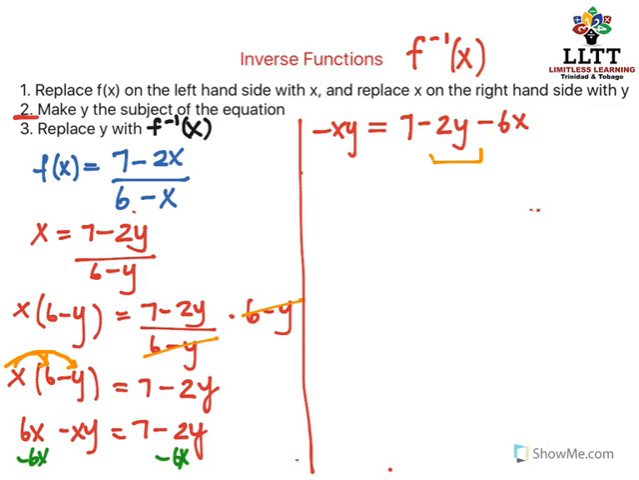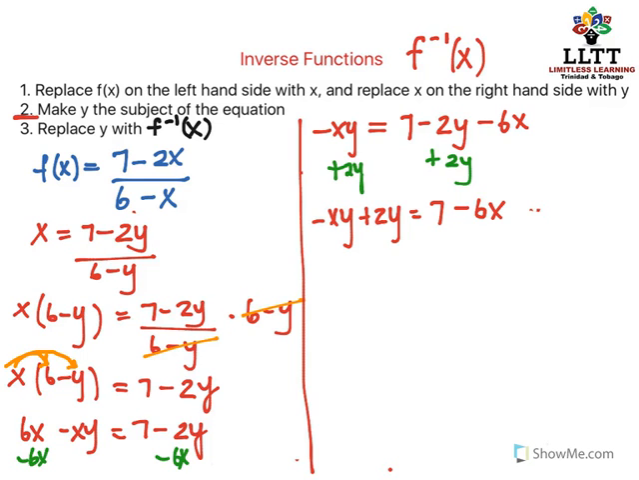Then I have a y term that's on my right-hand side. That's this term here. I want everything that's with a y on my left-hand side. So in order to get rid of that minus 2y, I'm going to add 2y to both sides. Okay, so now I have negative xy plus 2y is equal to 7. Minus 2y plus 2y will be 0. And 0 minus 6x, that's minus 6x.